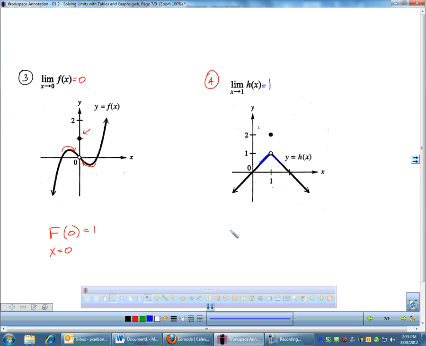But if I asked you for h of 1, well, h has been redefined at 1. We removed the point and we stuck it up there at 2. So h of 1 is 2, but the limit is still 1 because that's where the left and right sides are approaching. I think I have 2 more.